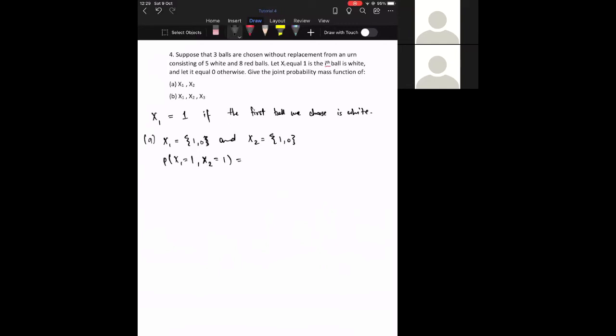So what does this mean? This means that in both of the balls that we choose for the first 2, we have white balls. So the probability that the first choosing is white is just 5 over 13, since there are 13 total balls and 5 white.